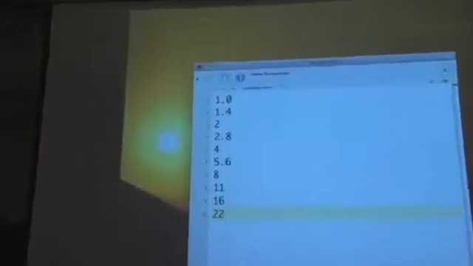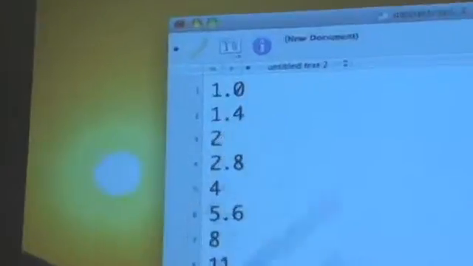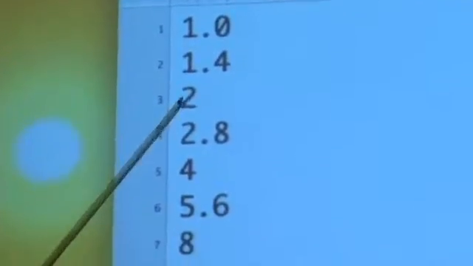But there's a very easy way to remember this, and that is to memorize these first two numbers, 1.0 and 1.4. Just remember those, and then double each one. You double the first one first: 1.0 times 2 is 2. Then you double the next one: 1.4 times 2 is 2.8. And you just keep going.